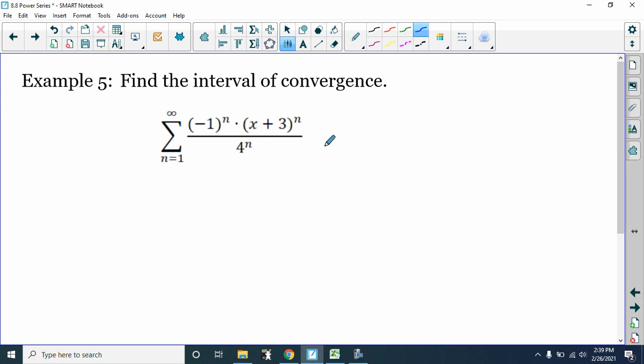The sum as n goes from 1 to infinity of -1 to the n times x plus 3 to the n over 4 to the n.